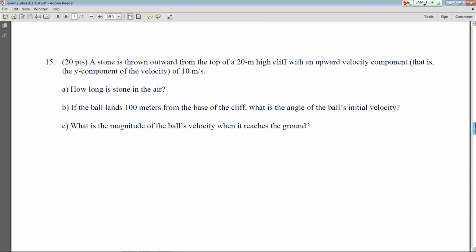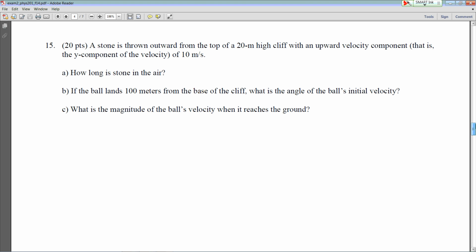Number 15. Okay. So here I have a stone that's thrown outward from a 20-meter high cliff with an upward velocity component of 10 meters per second. So I have a cliff. I could give you this question, by the way, and give it to you in a different way, but it would still be a projectile motion problem. I have this object, it's thrown outward. It follows a path like that.